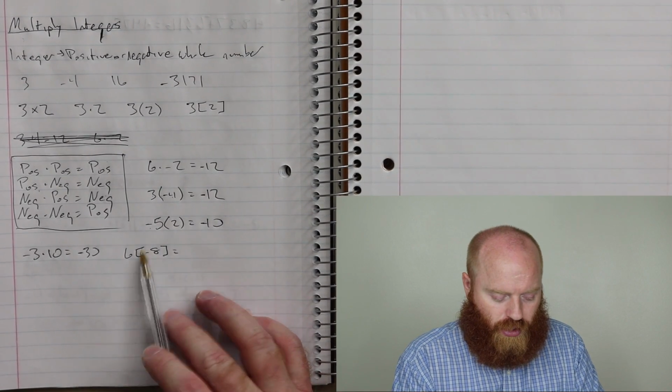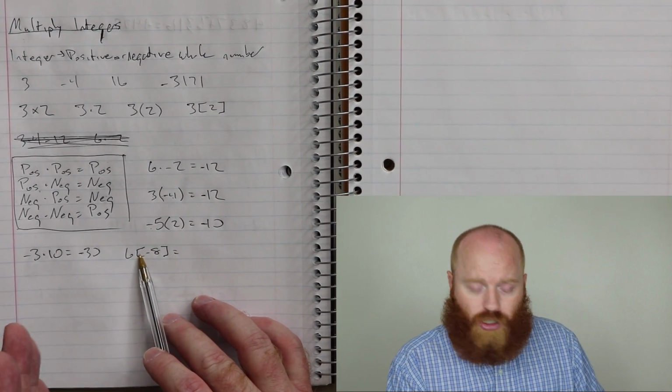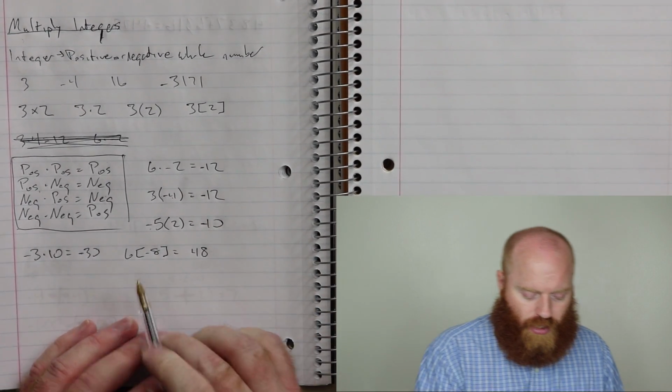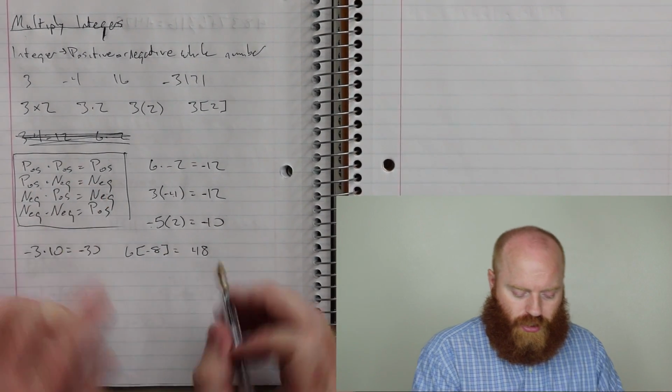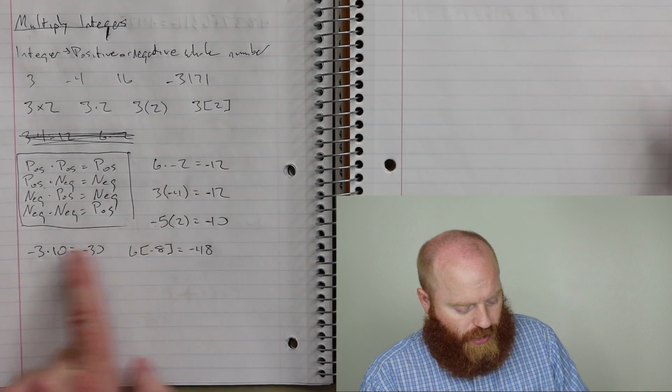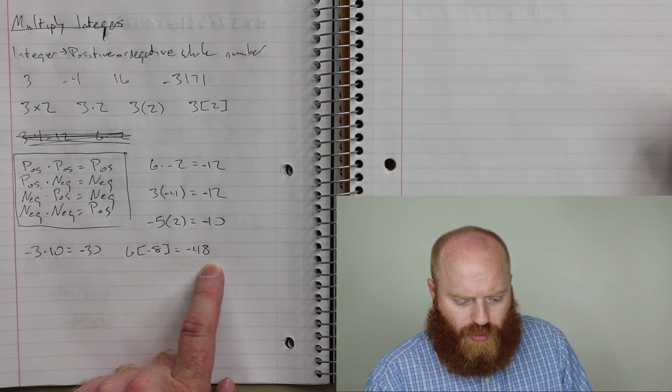They perform the same function. They're grouping symbols. When you have a number touching a grouping symbol, you just multiply. 6 times 8 is 48. And then a positive times a negative is a negative. The answer is negative 48. If you've only got one negative, your answer is always going to be negative.